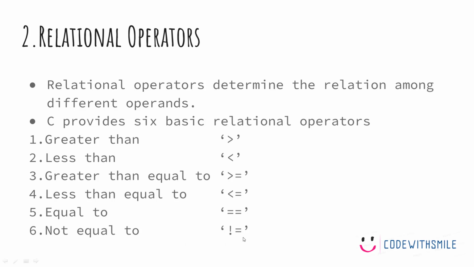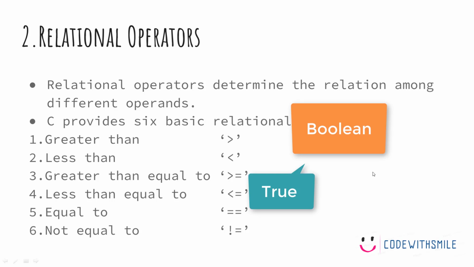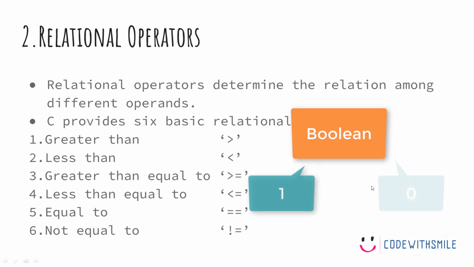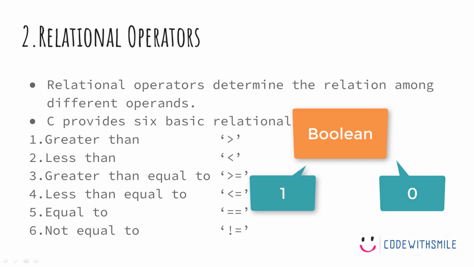Guys, I want to tell you one thing, that the expressions that use relational operators return a Boolean value. Now, what is Boolean value? Boolean value means either true or false, that is 1 or 0, where 1 means true and 0 means false.